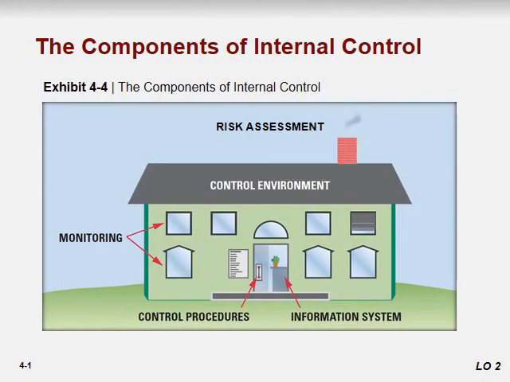So let's come toward explaining the internal control. The components of internal control are broken down into five components. Number one is control environment. Number two is risk assessment. Number three is information system. Number four is control procedures. Number five is monitoring of control. So exhibit 4.4 diagrams the components of internal control. So let's discuss this one by one.